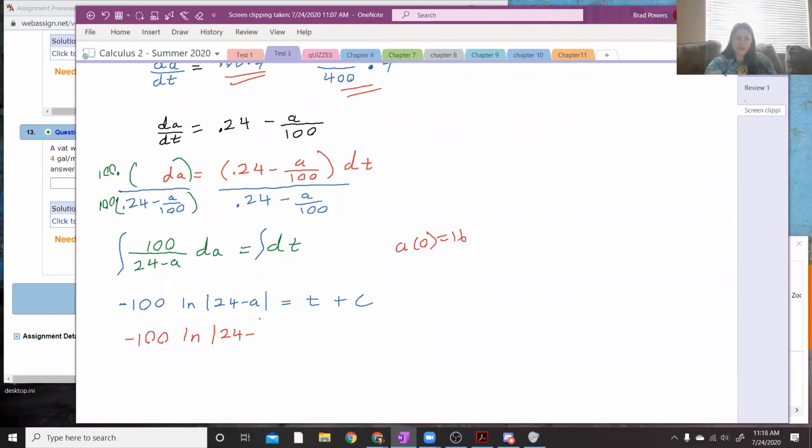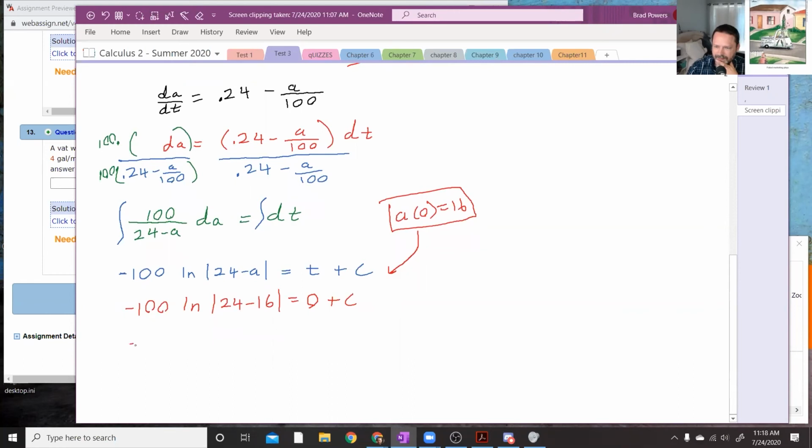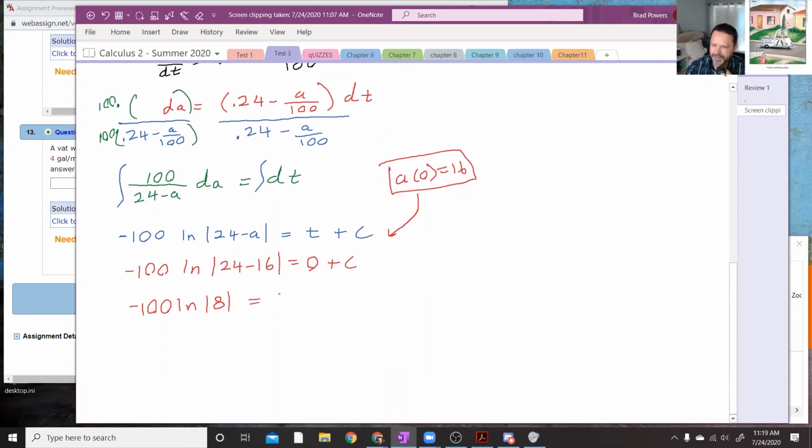Would it be 0 then? Is that what you're... Nope. Remember, I'm using this now. That's what I'm using here. So you want 16? Yeah. Negative 100 ln of 24 minus 16 equals T, which is 0, plus C. So there we go. We got our C again really quick. Negative 100 ln of 24 minus 16. Is that 8? I don't need those absolute values anymore, obviously. ln of 8. That's our C.